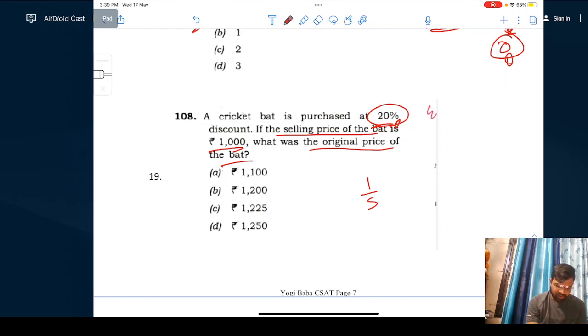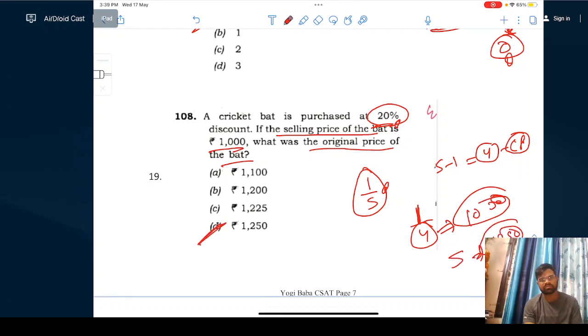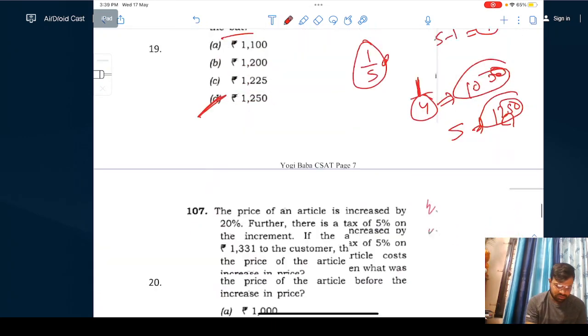So 1 by 5 is the discount percentage, and discount means subtraction. So 5 minus 1, 4 will become the CP. So 4 units is equal to 1000 rupees. So 5 units will become equal to 1250 rupees. Okay, again going by the same fractional thing, we can do this like this.